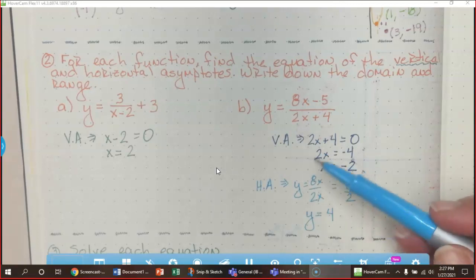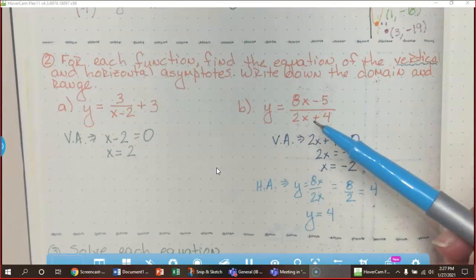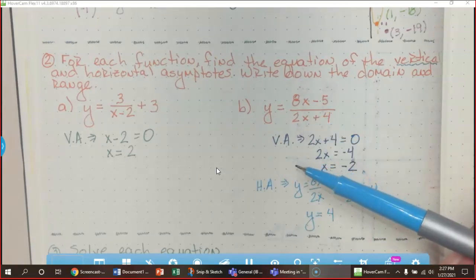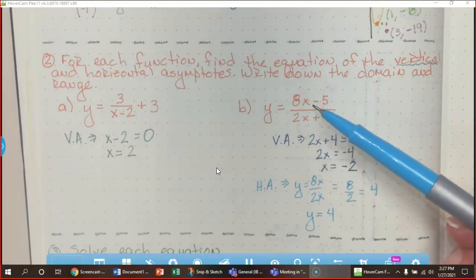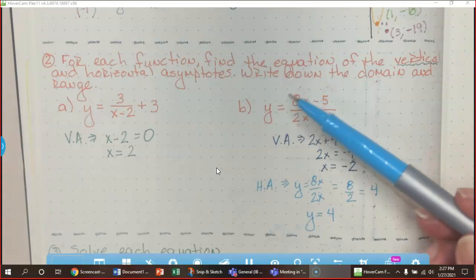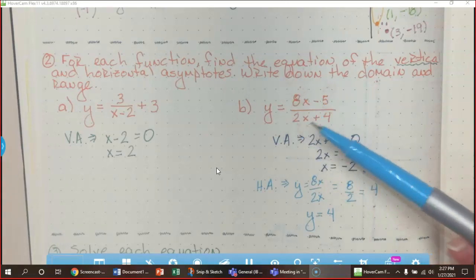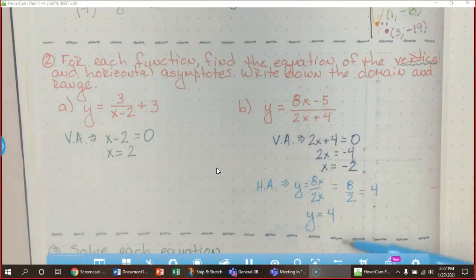We look for my x's when I have an x in the numerator and denominator. We look for the highest exponent, and this one's only a 1, so that's pretty cool. And then we set up a ratio using those terms right there. And so we end up with 4.